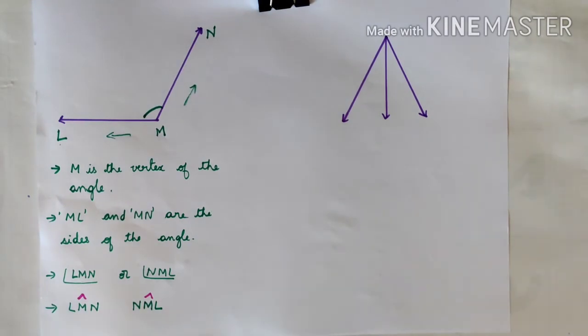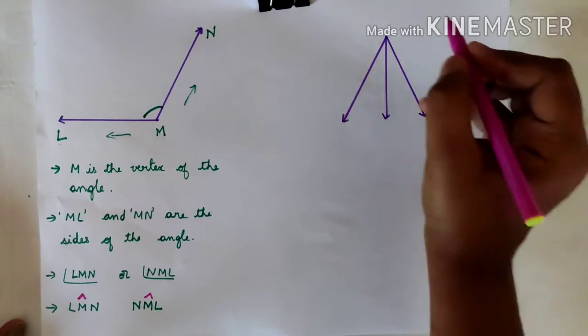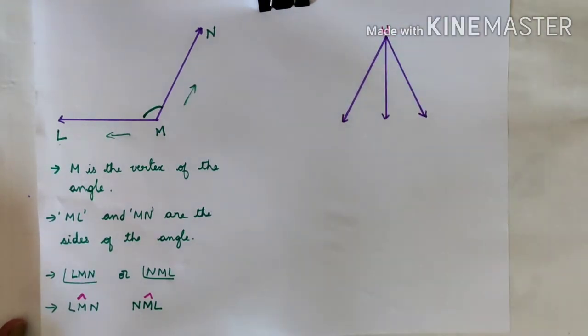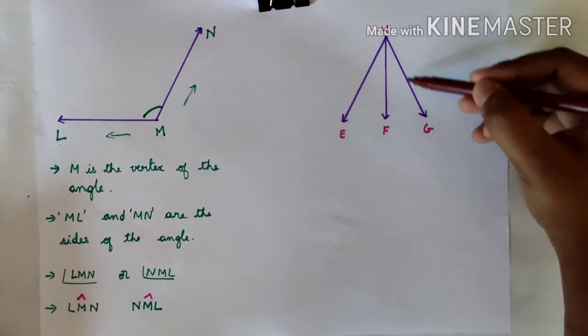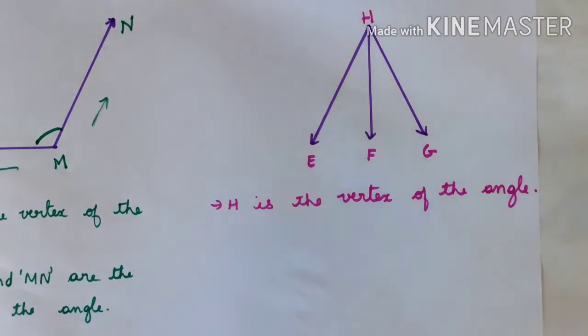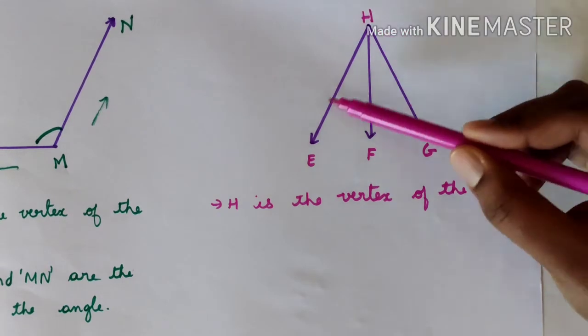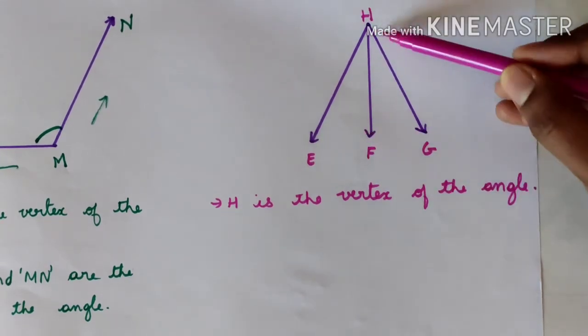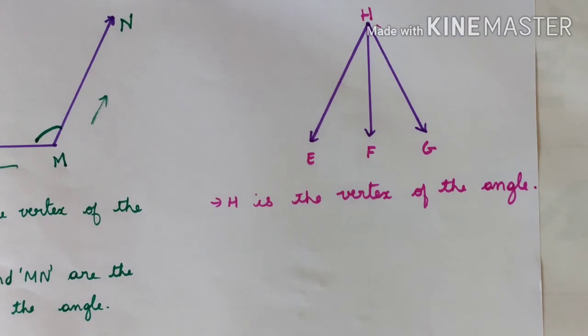Now look at the second picture. Let us name the vertex as H and the sides respectively E, F and G. Now if you see carefully, we have three arms emerging from the vertex H. So we know that H is the vertex, and which are the sides? If you see H clearly, HE, HF and HG are the sides of the angle.